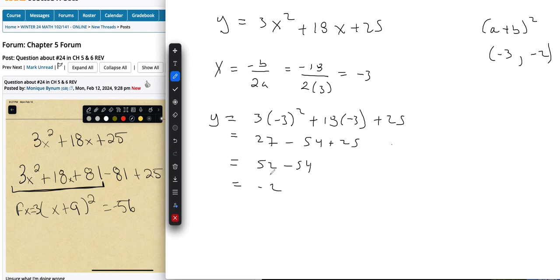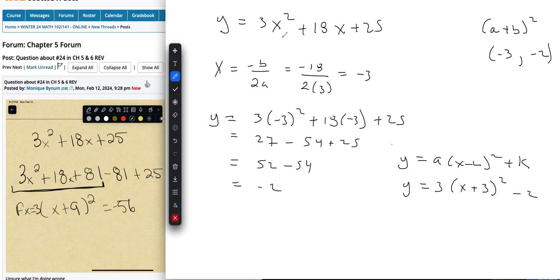And so once I have the vertex this way, since I'm trying to write this in the form y equals a, x minus h squared plus k, a I know is 3, because it's the coefficient on that x squared term. x minus h, so x minus negative 3 would be x plus 3 squared, and then minus 2 on the outside. So if the completing the square makes sense to me, I actually like that math better. I can do that a little easier.